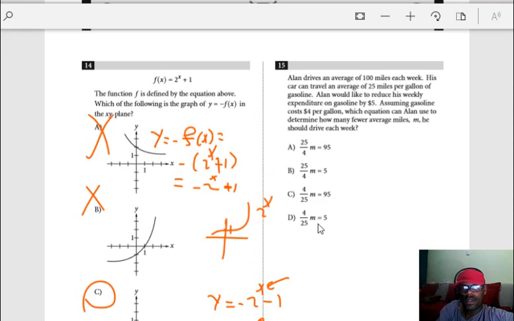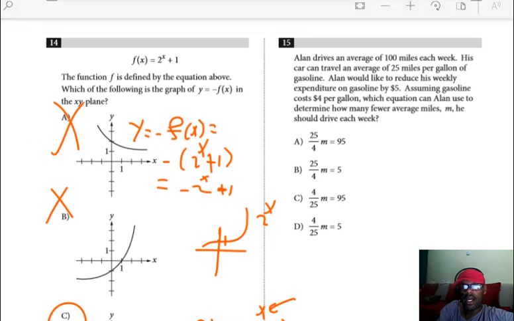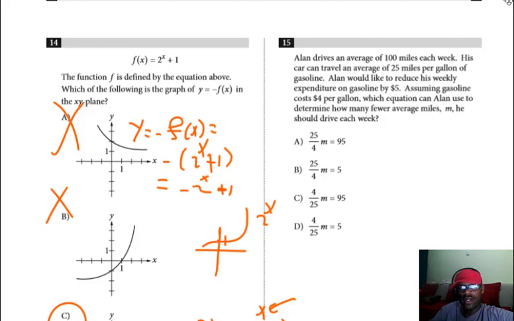All right, 15. Alan drives an average of 100 miles each week. His car can drive an average of 25 miles per gallon of gasoline. Alan would like to reduce his weekly expenditure on gasoline by $5. Assuming gasoline costs $4 per gallon, which equation can Alan use to determine how many fewer average miles, that is M, he should drive each week?